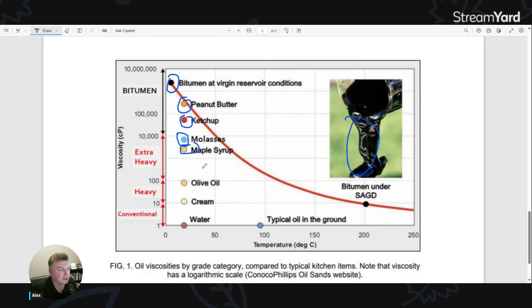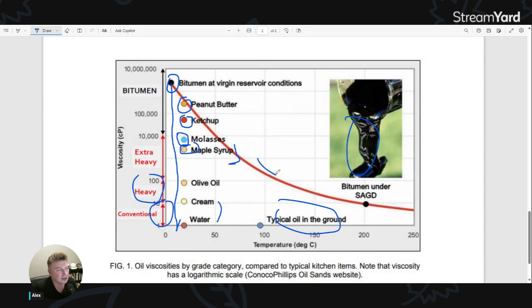Maple syrup. And the heavy oils are intriguing because the density for those oils is lower, but also they're not as viscous, right? So now we start seeing that partitioning of heavy oils between 10 to 100 centipoise, which is cream to olive oil. And conventional oils basically flow between 1 to 10 centipoise, which is like water to cream. So in this range. Now, typical oil in the ground, I'm not sure exactly what this refers to, but the virgin conditions for that oil in the reservoir will be somewhere in this range, like what they note here.